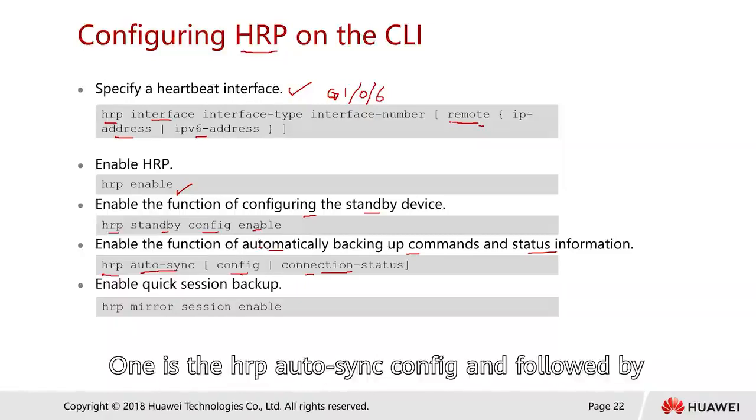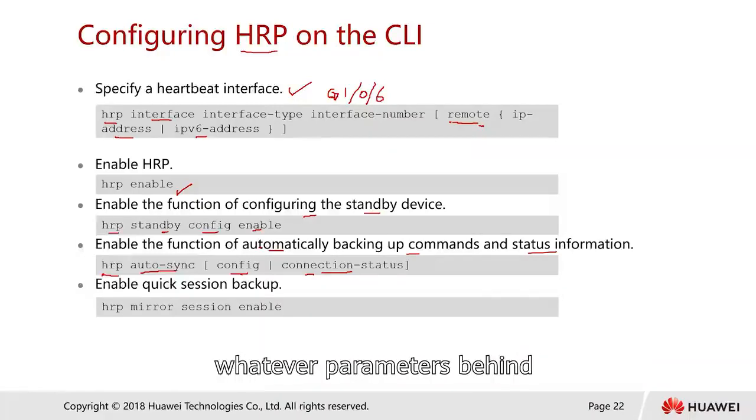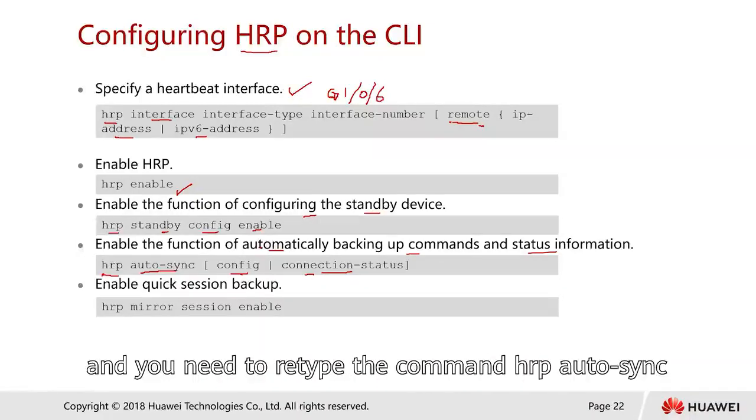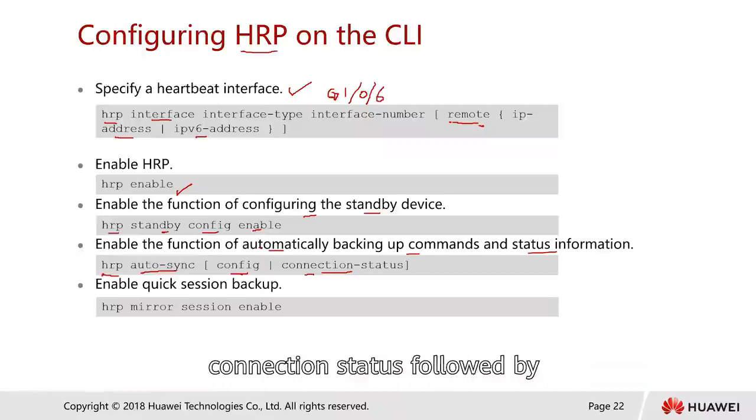Okay, but you need to split this into two commands. One is HRP auto-sync config, followed by whatever parameters come after it, and you need to retype the command HRP auto-sync connection status, followed by the parameter behind this.